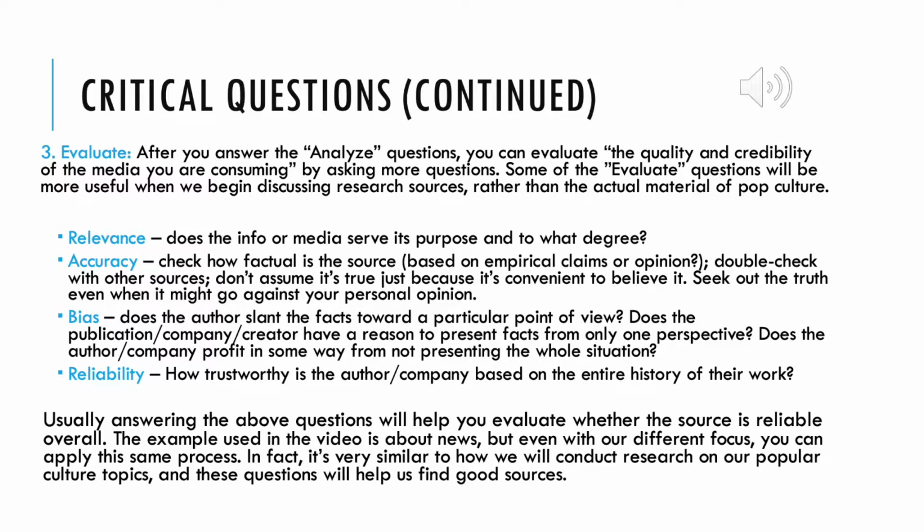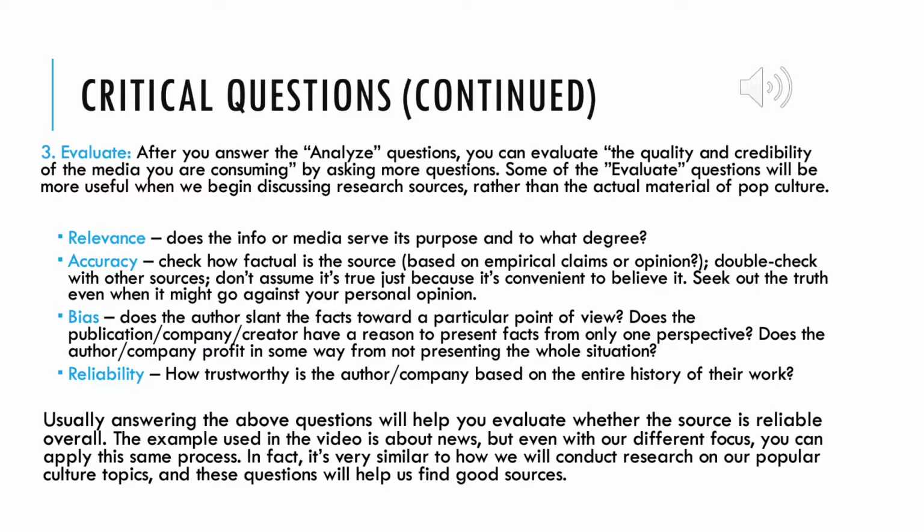Reliability. This is also related to bias. How trustworthy is the author or company based on the entire history of their work? So you would want to find sources that had a lot of clout rather than new sources that might not have as much established credibility. In terms of music, you might go to a source like Rolling Stone because they have a long history as a magazine publishing about the music industry. You wouldn't necessarily want to use someone's blog that was just created in 2016 because while they've been writing for maybe 3 years or more, they don't necessarily have the established history that a larger publication would have.